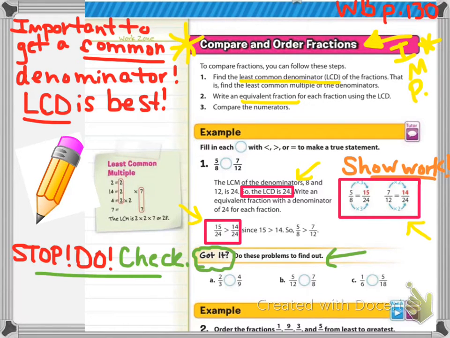Okay, a lot to write down here. Everything you see, you write. Big pencil is your reminder. Okay, we're in the workbook on page 130.